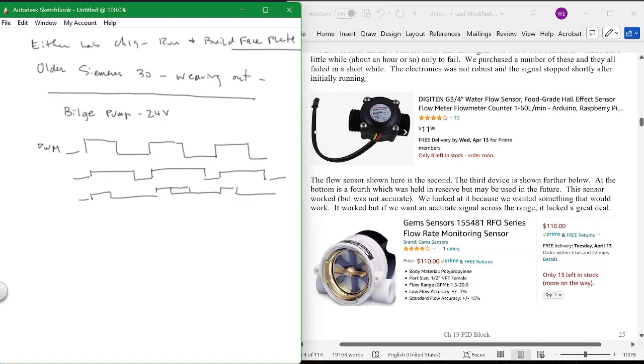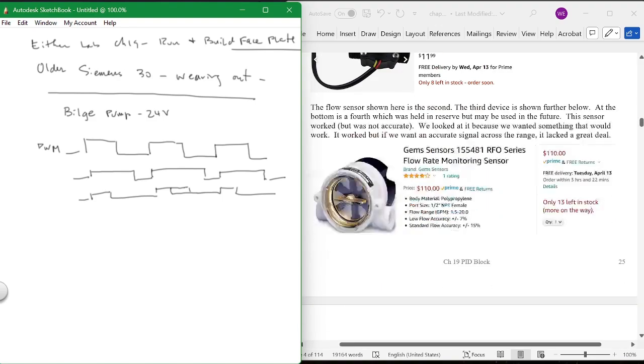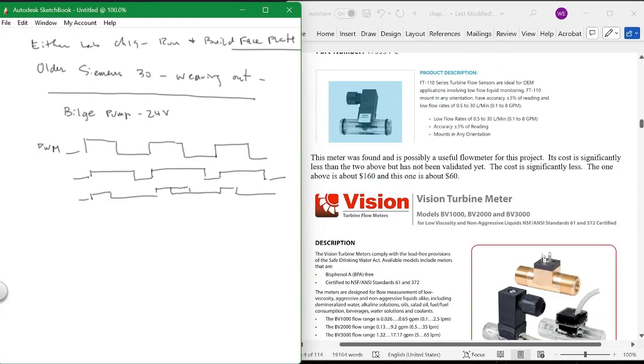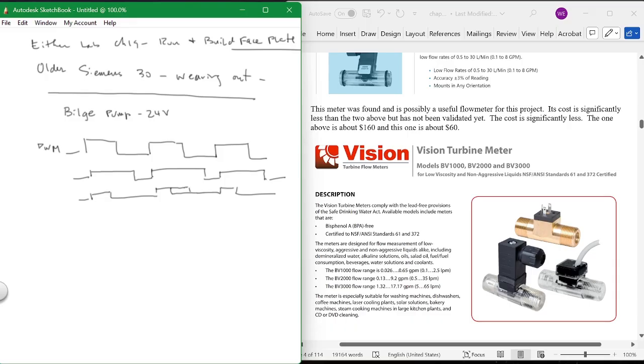Then we got this, $110. Worked kind of well, but it didn't work well in the low range. Then we got this one, which is much better and works within all of our ranges. This one is kind of the same.